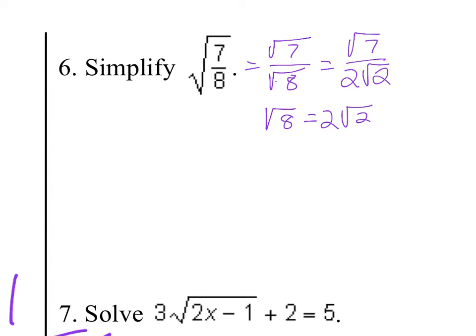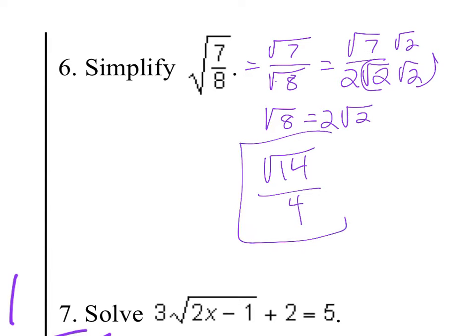To rationalize this, I need to multiply by one more root 2. 2 times 7 is root 14. This portion becomes 2, so I have 2 times 2, which is 4. That's my final answer. You can't do anything with that one. You are done.